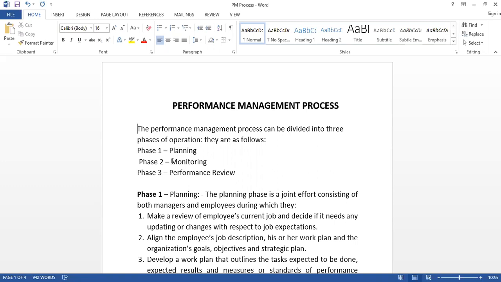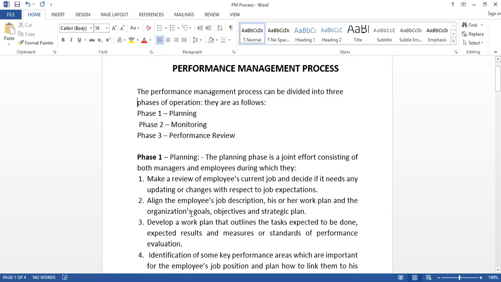Who is going to read that? Anyone? Performance management process. The performance management process can be divided into three phases of operation. They are as follows: phase 1, planning; phase 2, monitoring; phase 3, performance review.